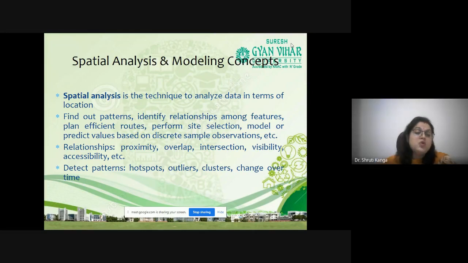Then we can also identify different patterns about the hotspots of different phenomena, outliers, clusters, change detection. So whatever we can think of related to identifying the patterns, the hotspots, the change detection, the different kinds of relationships, these kinds of things we can easily analyze with the help of different techniques of spatial data modeling or analysis. I hope I'm clear about the spatial analysis and modeling.